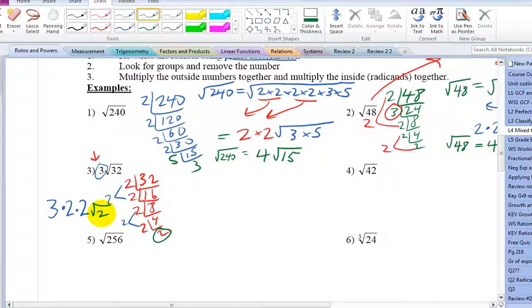Sometimes you'll see a perfect square and a perfect cube, but not all the time. So what's our final answer then? 3 root 32 equals, what do we get up front? It's times 2, 12. Okay, so 2 times 3 times 2 is 12, and root 2 is left over. That's our answer, 12 root 2. Not bad? Okay, try the next one, number 4. Go.